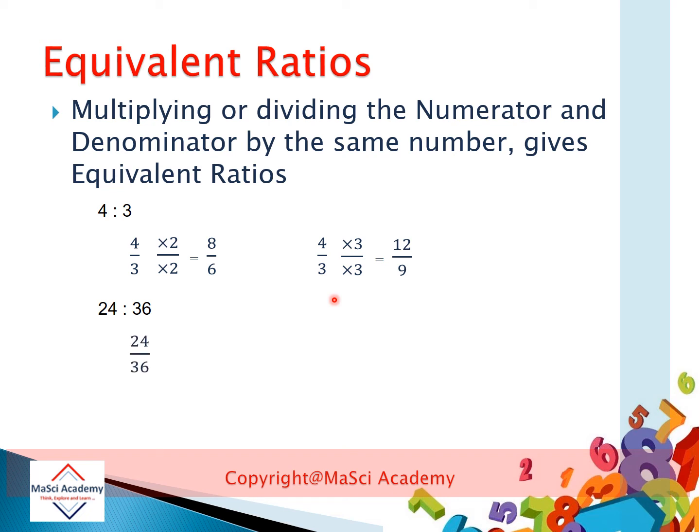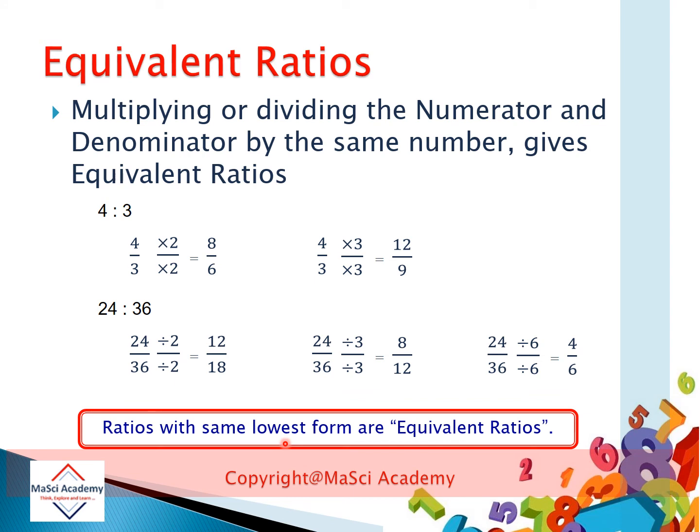Let's take another example. 24:36. This is written as 24/36. If we divide both numerator and denominator by 2 in this case, we get 12/18, which is an equivalent ratio of 24:36. If we divide both numerator and denominator by 3, again we get another equivalent ratio, that is 8/12. And if we divide both of them by 6, we get another equivalent ratio, 4/6, that is 4:6. So both division and multiplication can be used to generate as many equivalent ratios as needed. Thus, the ratios with the same lowest form are called equivalent ratios.